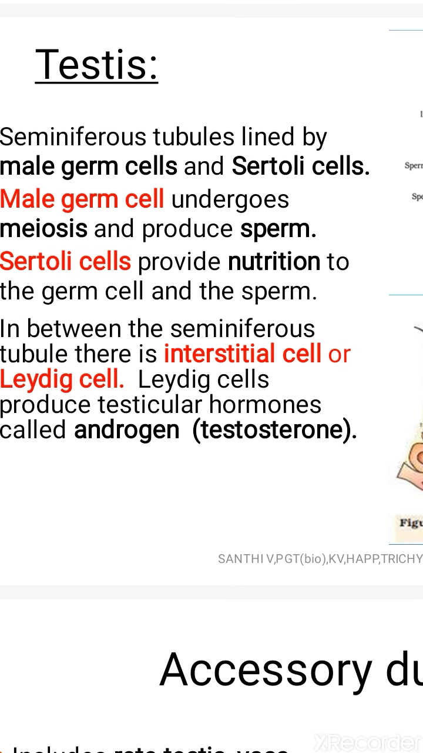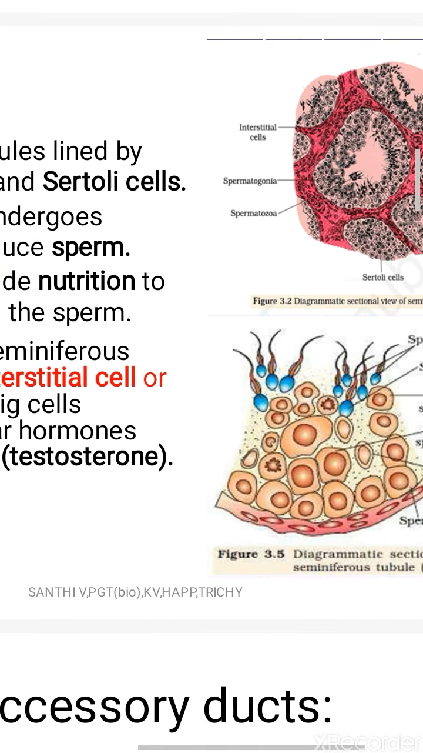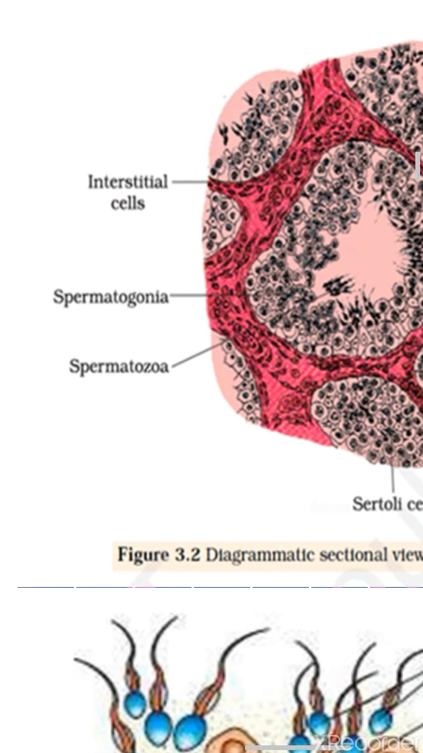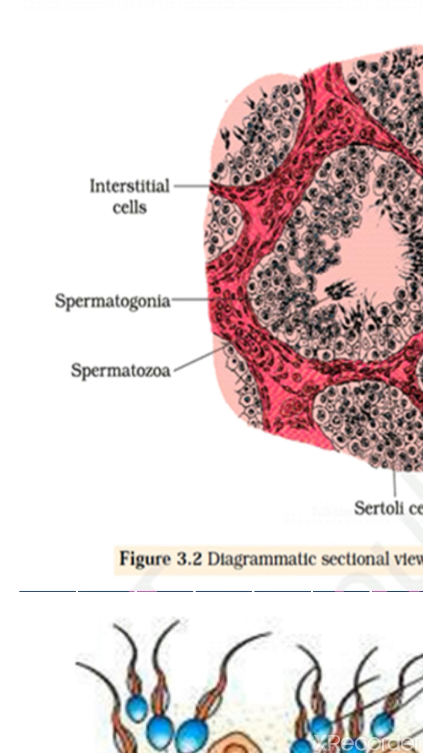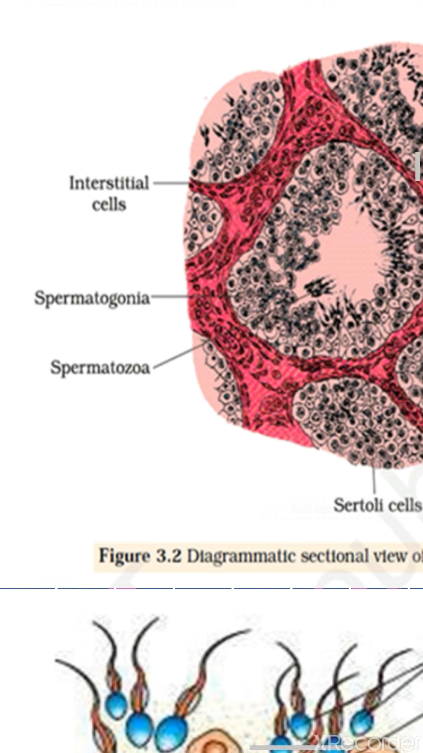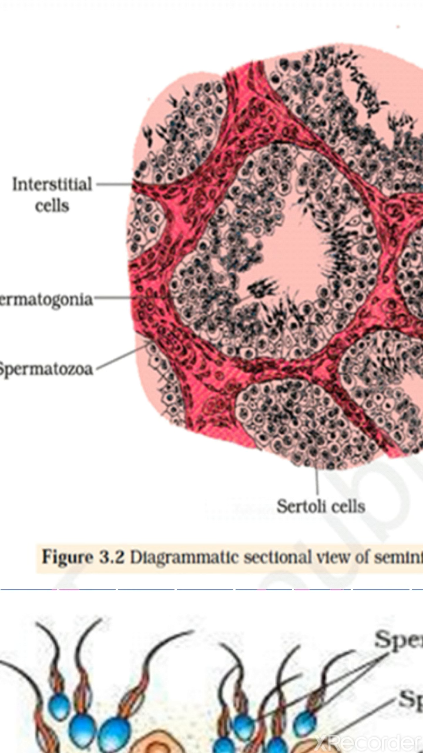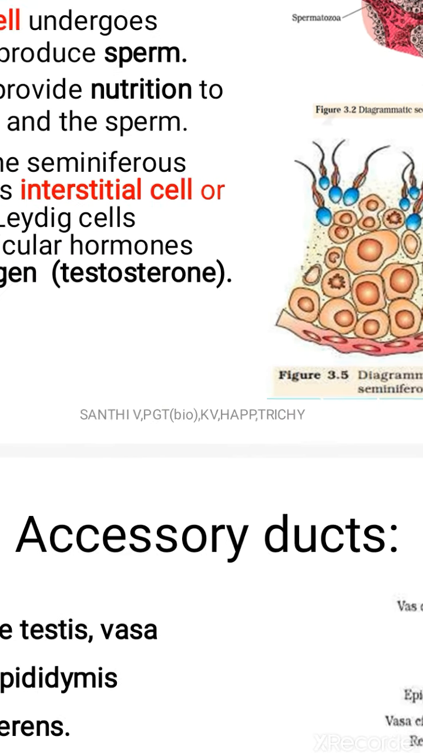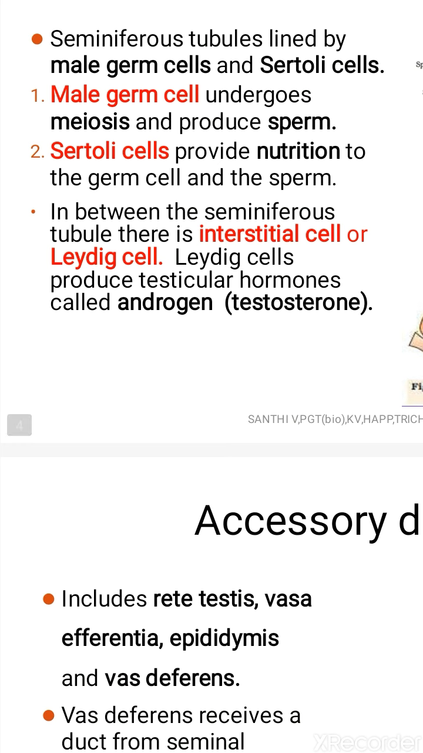The other cell, the interstitial cell, is the third type of cell. The interstitial cells are seen in between the seminiferous tubules. You can see the dark colored portion, that is where the interstitial cells are lying. The pink colored portion is the seminiferous tubules. Inside that, the spermatogonia are getting developed. So what is the function of interstitial cells? They provide the hormone testosterone, that is androgen. It is produced by the interstitial cells.